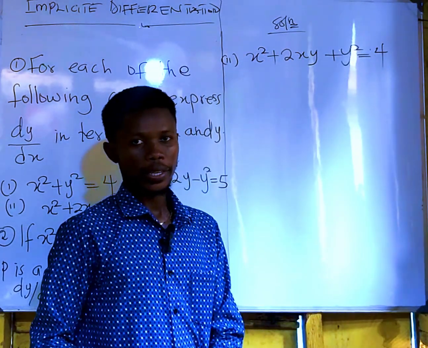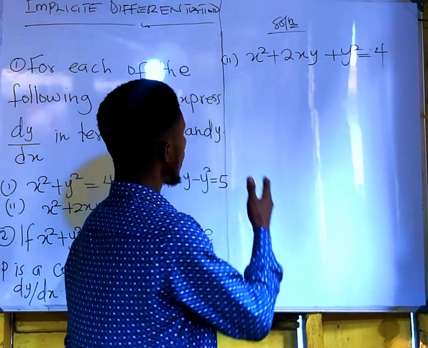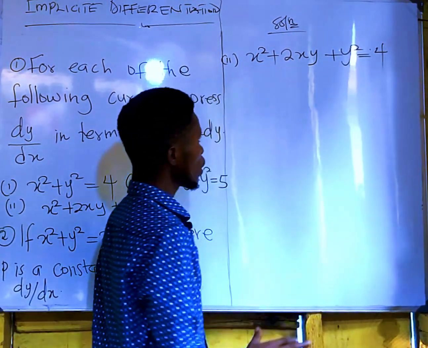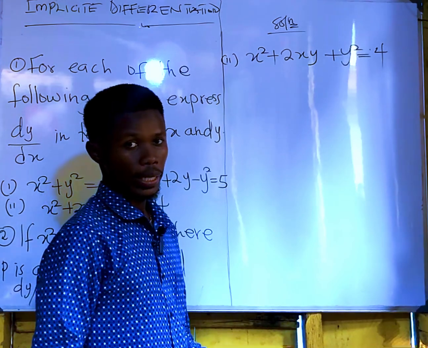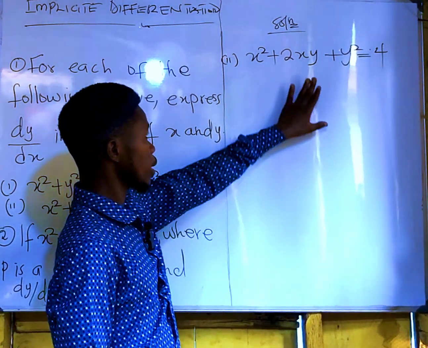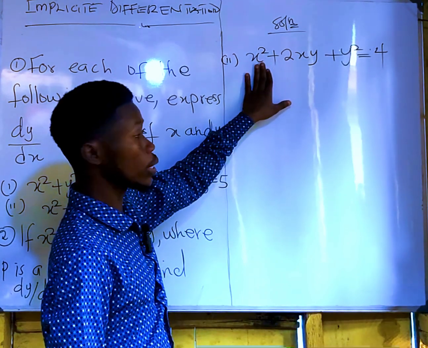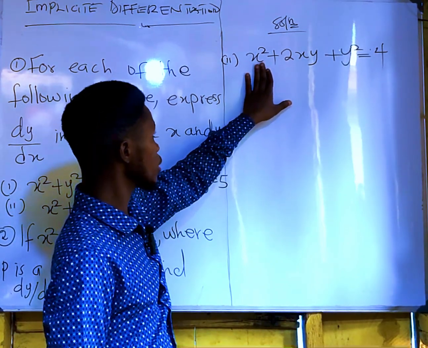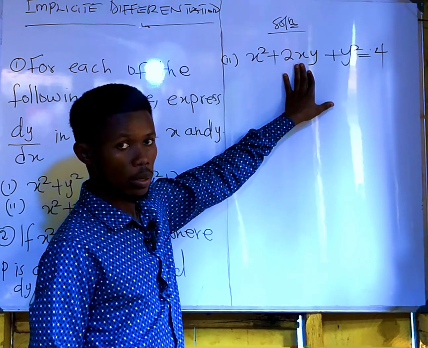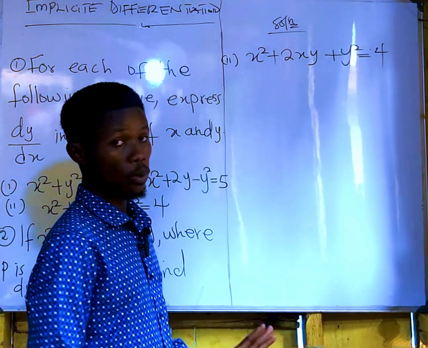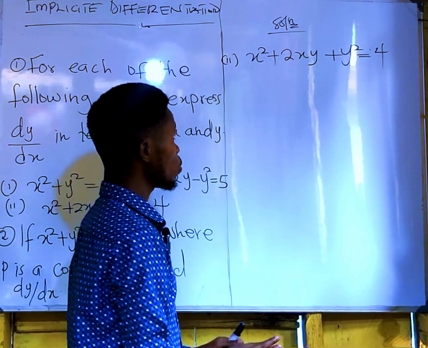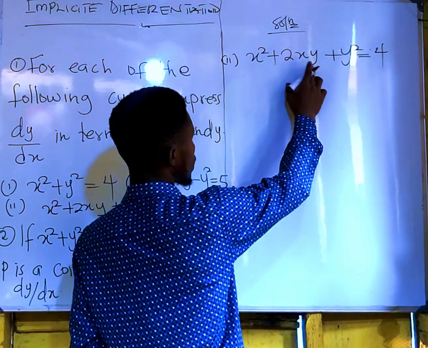Now let's look at the second example. x squared plus 2xy plus y squared equals 4. So we have to find dy/dx and express it in terms of x and y. For this case, we can easily differentiate this, right? This will give us 2x. Now this is a product, so we need to use the product rule. Is that okay? You remember the product rule. Let's forget about the constant here, okay? And use the product rule. This is x and y.